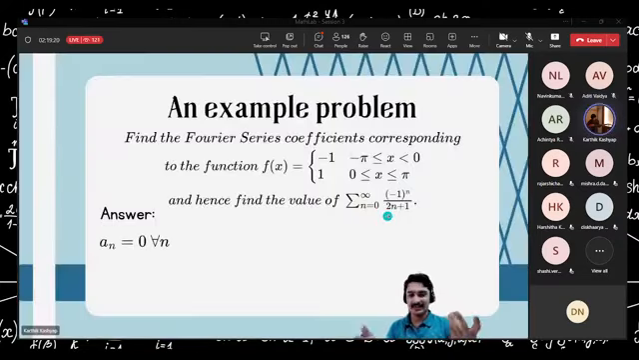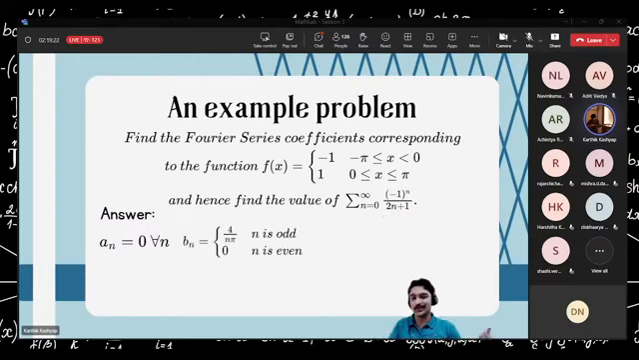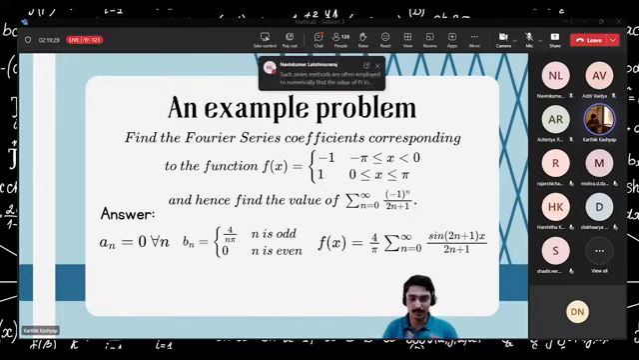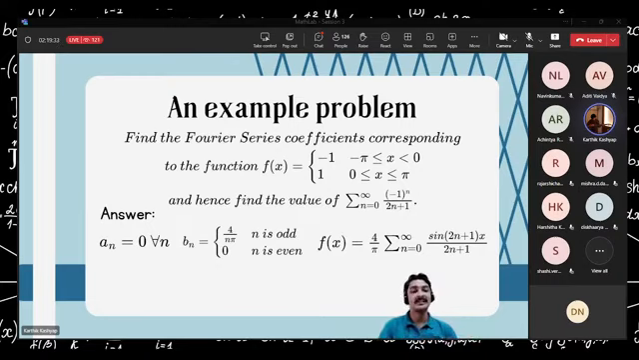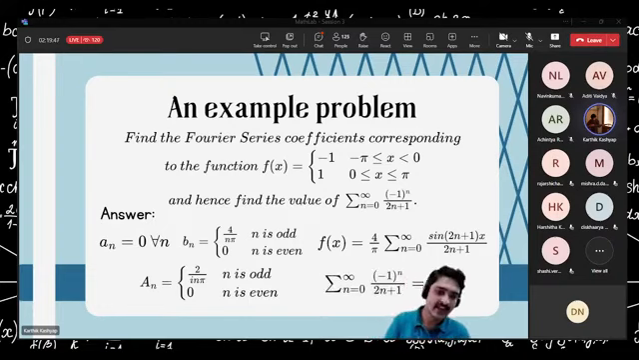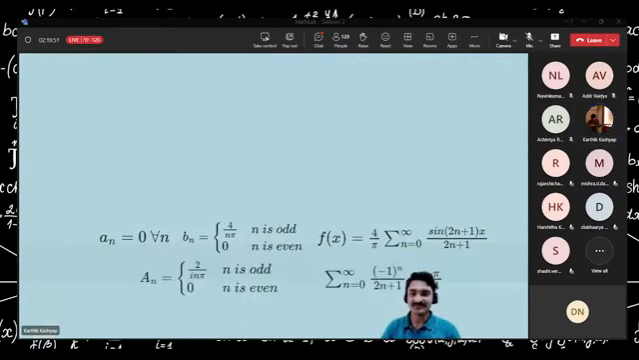So moving on again, as you have seen, a_n is 0 for all n because it's an odd function, and then b_n is 4 by n pi when n is odd and 0 when n is even, and the Fourier series is again 4 by pi times the summation n is equal to 0 to infinity sin (2n plus 1) times x by 2n plus 1. Now we can also solve this in terms of the exponential Fourier series. Again, the method is exactly the same because it's just a different representation of the same thing. So we will get this, and the summation again we got as pi by 4. So we have solved this question.